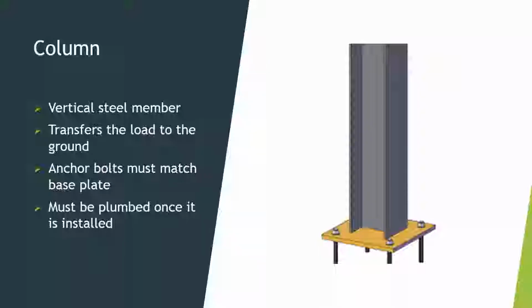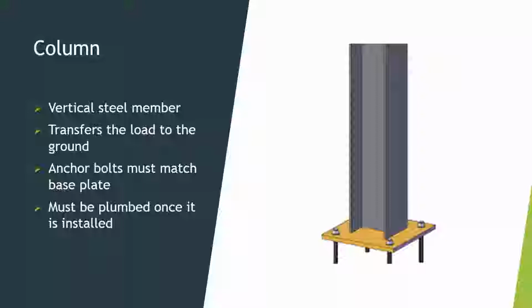So here's our first structural steel member that you guys are going to look at. Here's our column. Our column is a vertical steel member. As you see here, it stands upright. It transfers the load to the ground. So it's going to bear all the weight of the building, and it's going to transfer all that weight directly to the ground. Here are some anchor bolts in the picture here if you want to have a look.